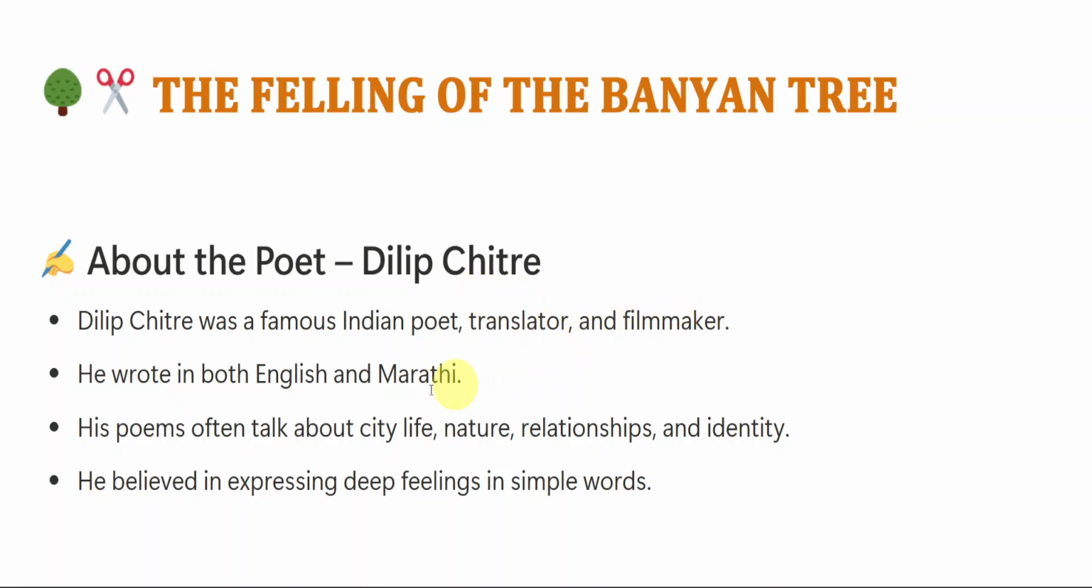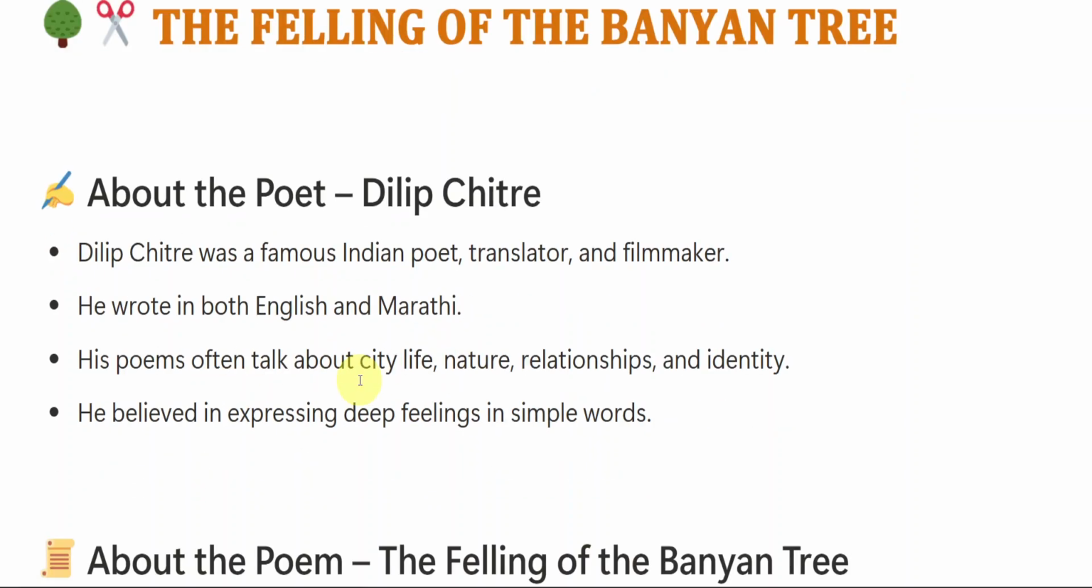And he is also a filmmaker. He wrote in both English and Marathi. He is an Indian poet, but he has written in English as well as in Marathi. The poem which we are seeing is in English, right? That is why we are saying English and Marathi. He has written many works in English and Marathi.